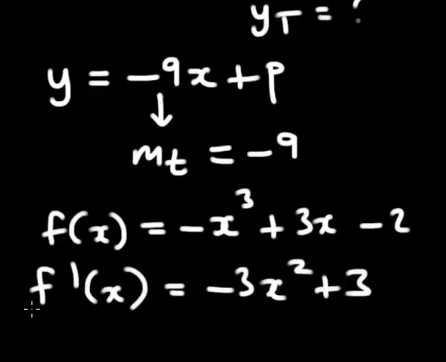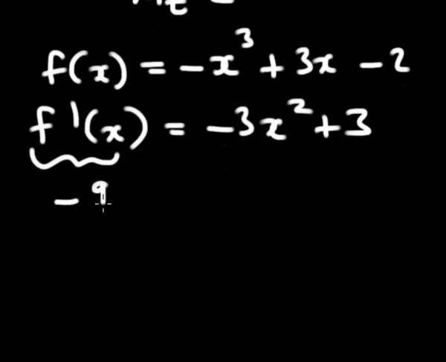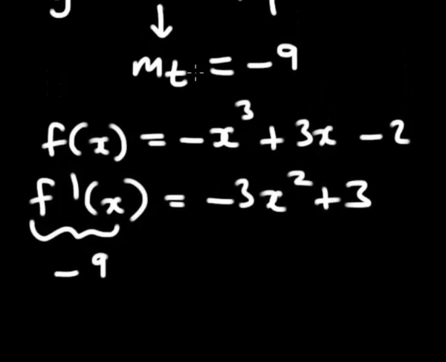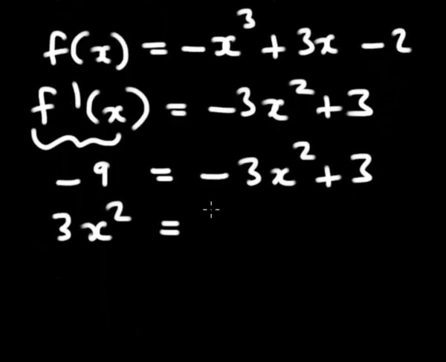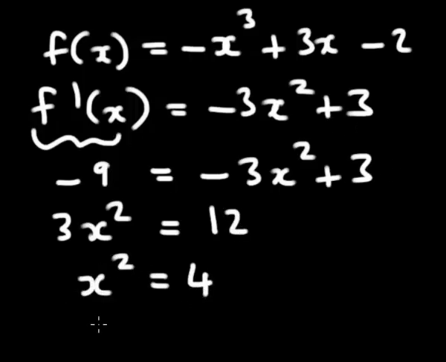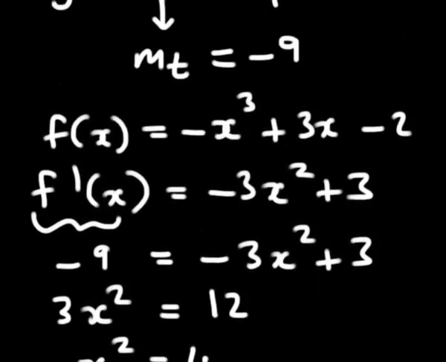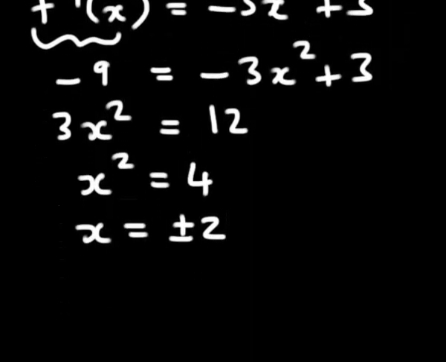The gradient of the tangent is negative 9, and because of that, it's the gradient of the cubic as well. So we put the derivative equal to negative 9, and we're going to solve for x here. This gives us 3x squared is equal to 12 if you bring negative 9 across. So x squared is equal to 4, and if you square root both sides, you get x is plus or minus 2. So there's actually two values of x for which this happens. Okay, that's very interesting. We'll have to look at it graphically.